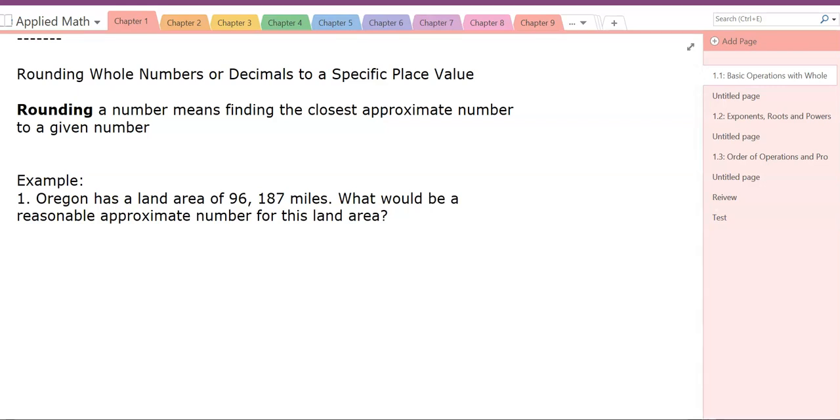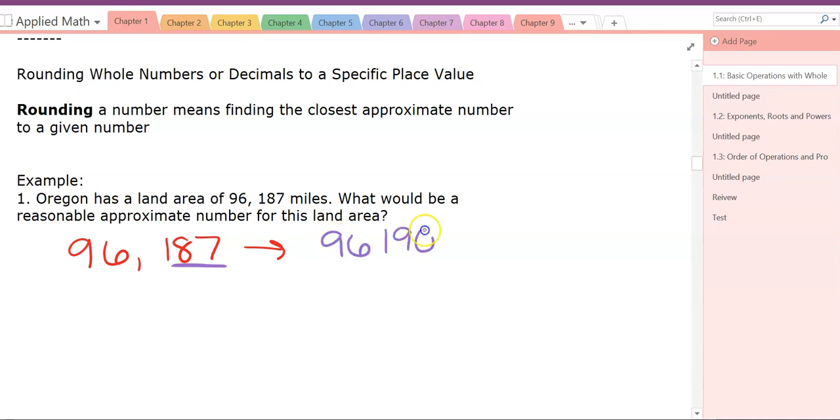So depending on how they wanted you to round this one, if we think about 96,187, if I first wanted to round it to tens, I would be looking at my 87. Remember, rounding rules say that if the number is 5 or greater, you round up. If it's 4 or less, you round down. So I'm going to round this to 96,190. Now let's say they want us to round to hundreds, so I look at 190. So ask yourself, is 190 closer to 200 or 100? Hopefully you said 200, so we round up to 96,200.